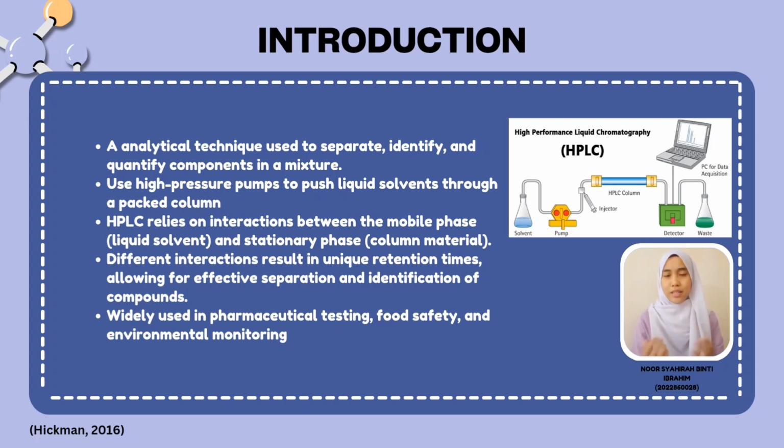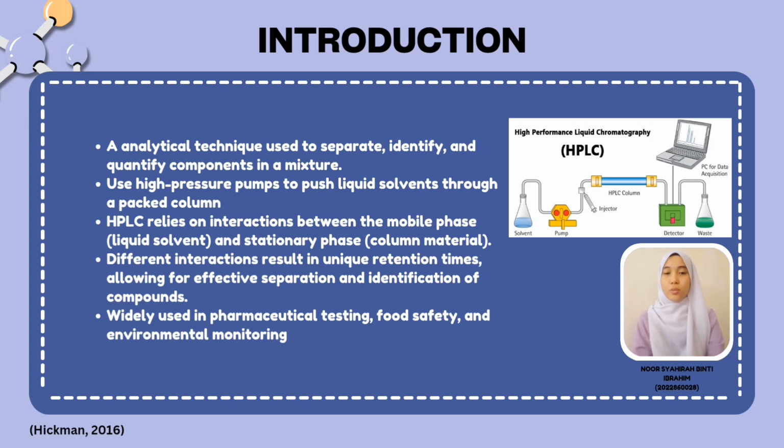So, what is HPLC? High Performance Liquid Chromatography, or known as HPLC, is a technique that is used to analyze mixtures by separating, identifying, and quantifying their individual components. Unlike traditional methods, HPLC uses a high-pressure pump to push the liquid solvent through a column that is packed with fine particles. This high-pressure system not only speeds up the separation process, but it also gives a better resolution, making HPLC an essential tool in laboratories worldwide.